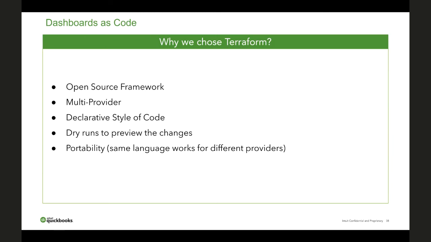So we wanted to use an open source technology to automate this solution. Second part is it's a multi-provider. So it has many providers like Wavefront, Grafana, and different kinds of cloud providers as well. Third one is a declarative style of code, which is very important for an engineer because if you have done any kind of automation through Chef or Salt, it has to be done in a procedural way. You need to know the processes and the order in which they're going to go out. Here, you don't have to worry about that.